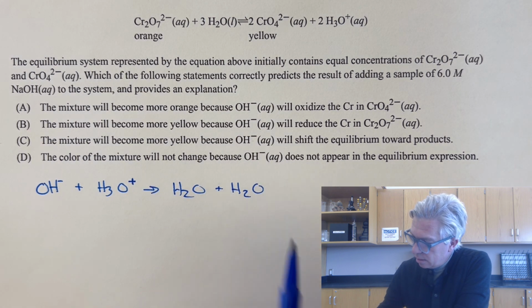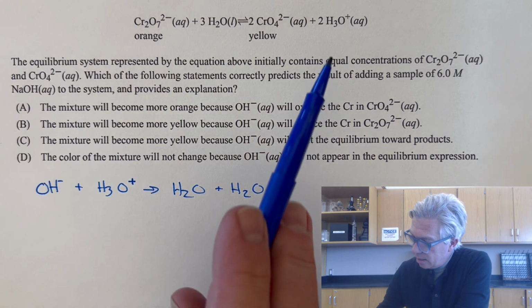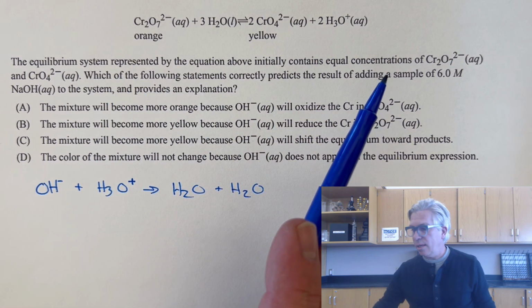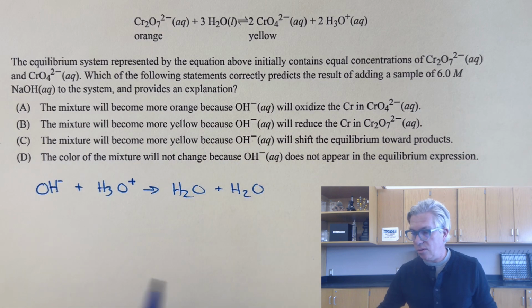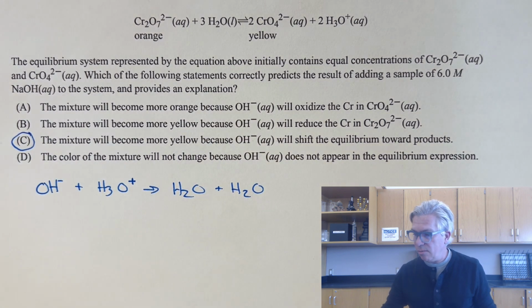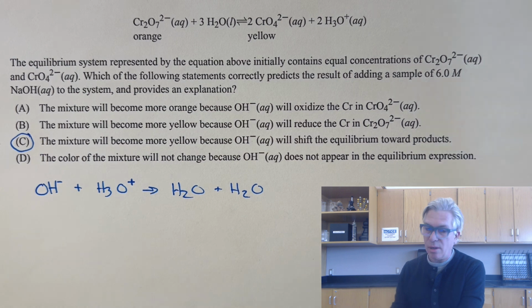We're going to get neutralization of that hydronium ion into two waters. It'll drop it out of solution. The reaction will go to the right, and it will become more yellow because it will shift the equilibrium toward the products. So you kind of have to keep your eyes open for acid-base reactions in equilibrium.